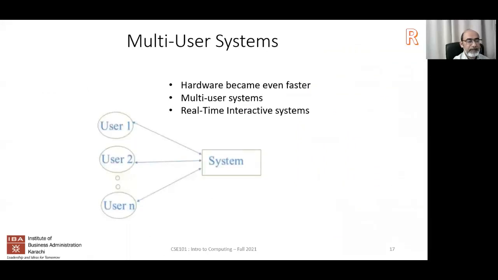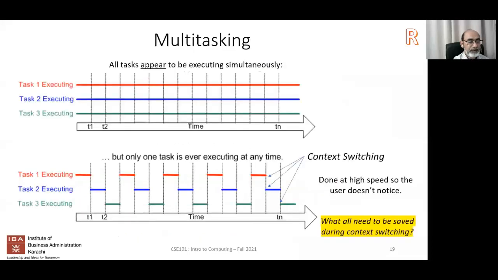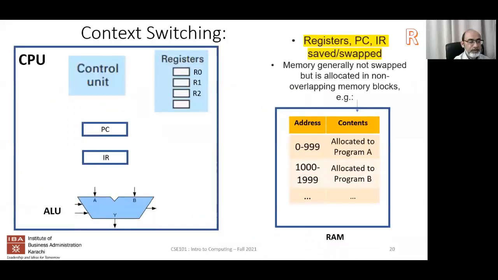Another important thing that operating systems did as the hardware became faster and faster was that they allowed what was referred to as multitasking. And we talked about multitasking, how that operates using the term context switching. And we saw some of the issues as to how context switching can be achieved.